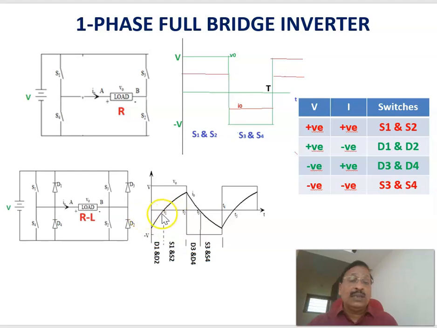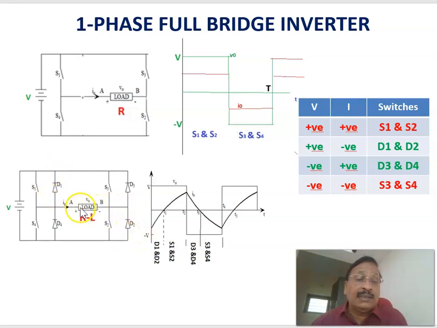Now from 0 to T1, you can see that you are getting positive voltage and negative current. Positive voltage and negative current, what are the devices to be conducted? Therefore, from 0 to T1, the voltage is positive. At the same time, the current through the load is negative. That is, voltage positive and current negative. In that case, the devices D1 and D2 conduct. Here, the devices D1 and D2, that is, this diode as well as this diode will be conducting.